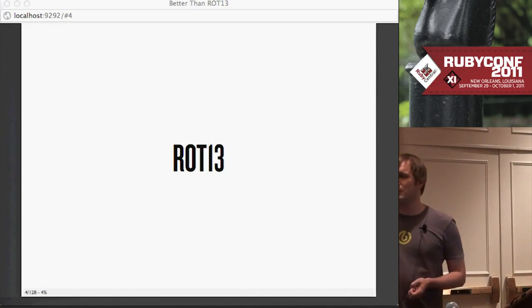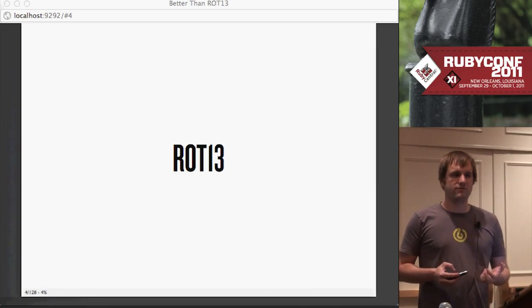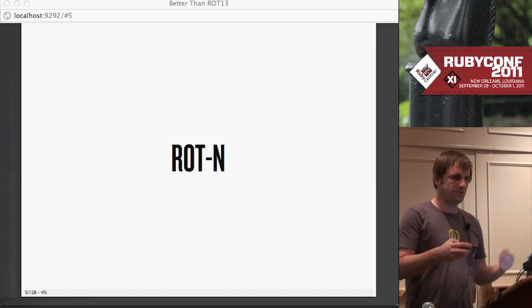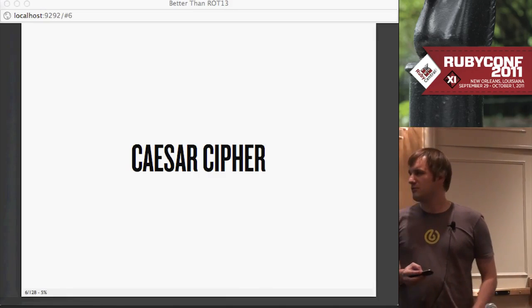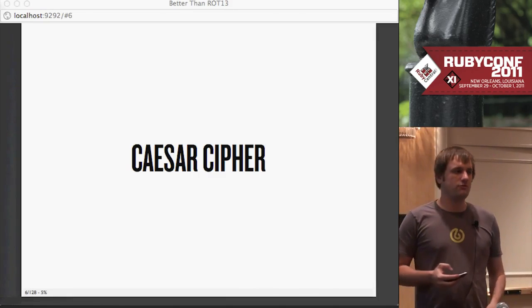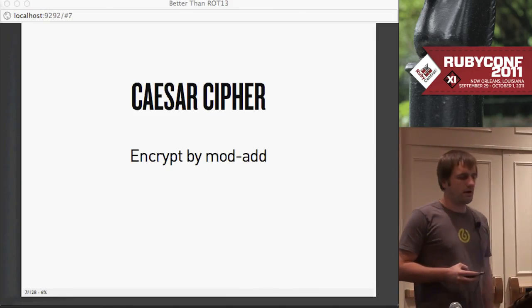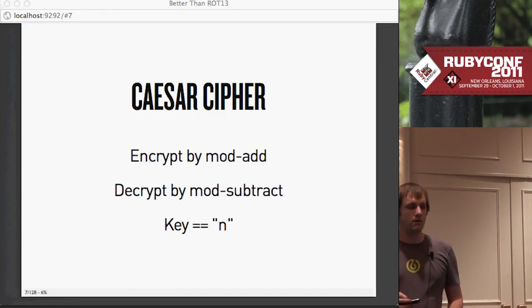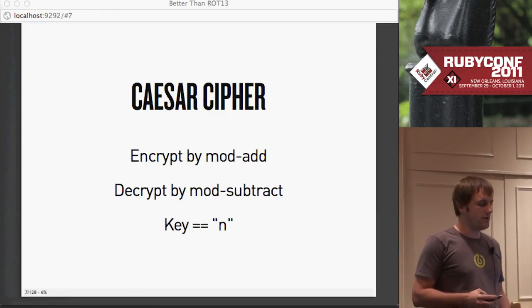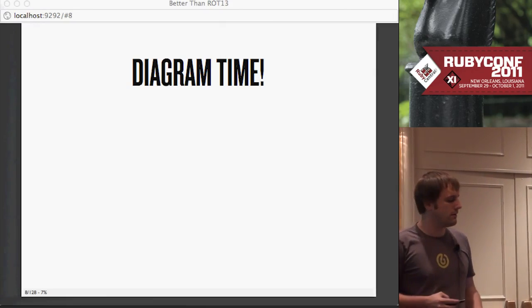So we all know about ROT13. It's actually one instance of a class of algorithms called ROT-N, and it actually has the official title of the Caesar cipher. Apparently, Julius Caesar used this all the time to talk to his generals out in the field. With the Caesar cipher, you encrypt by modular addition, you decrypt by modular subtraction, and the key, the thing you want to keep secret, is just n.